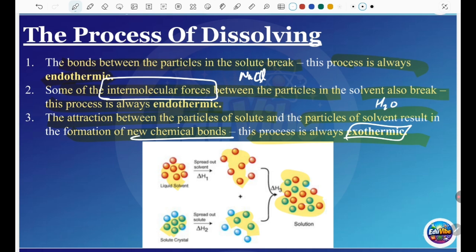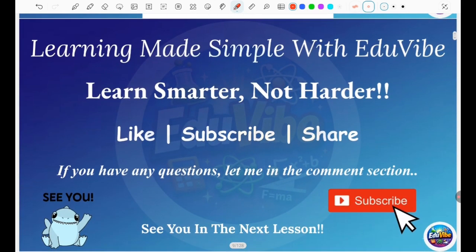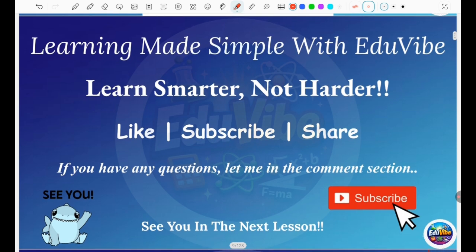In this part, they're doing the endothermic step. In this part, they're doing the exothermic step. You have to know these 3 steps. So that's all you have to discuss in the solutions part. The solutions part is somewhat easy, because we're starting and this is the introduction. And we use dissociation and ionization in the further lessons too.